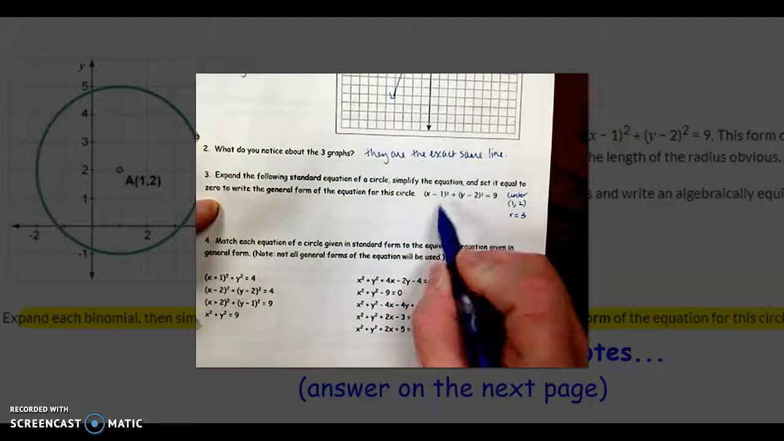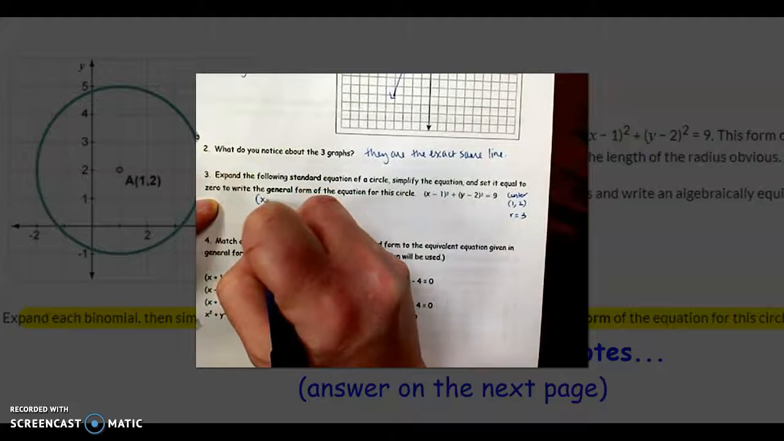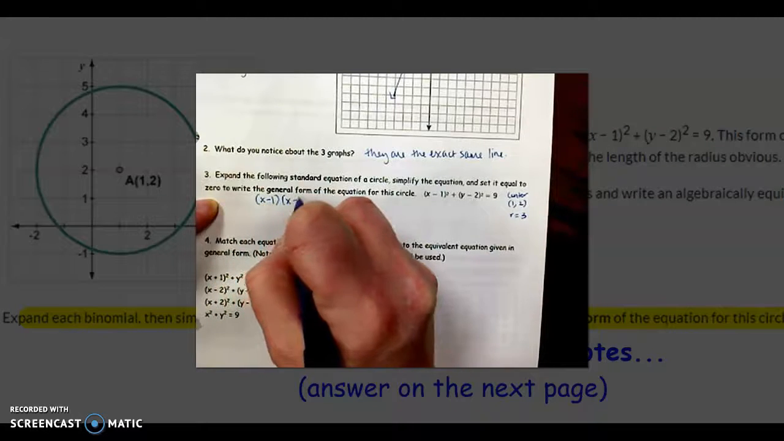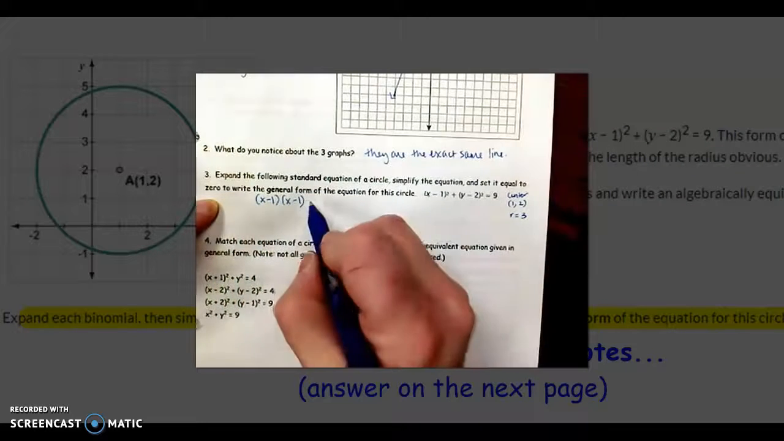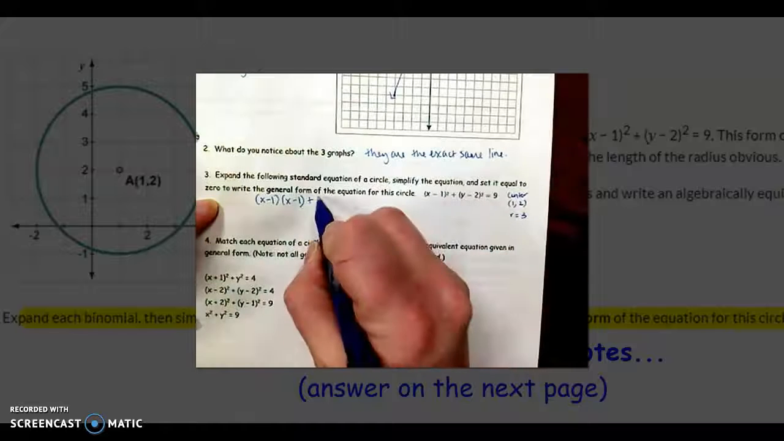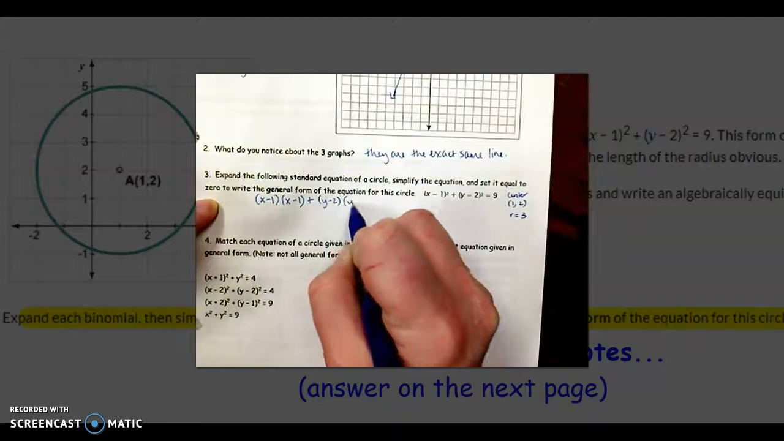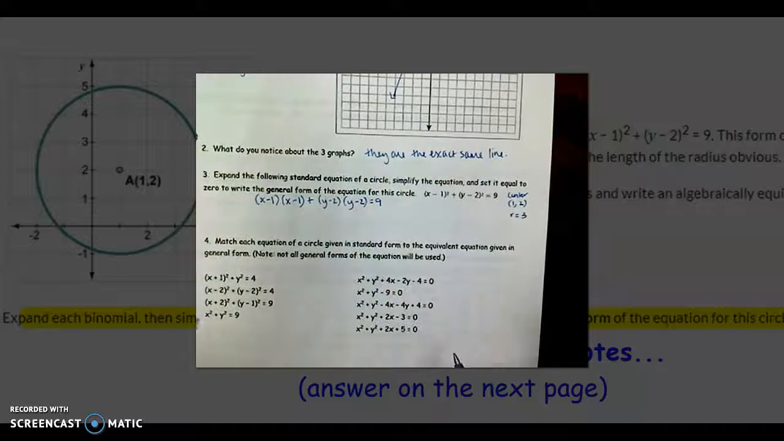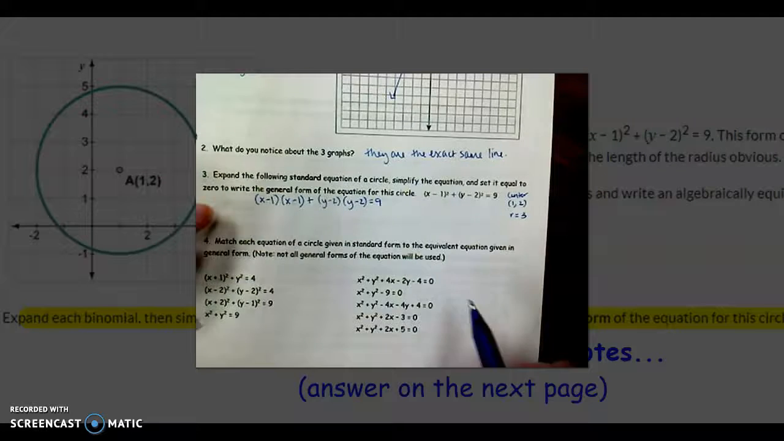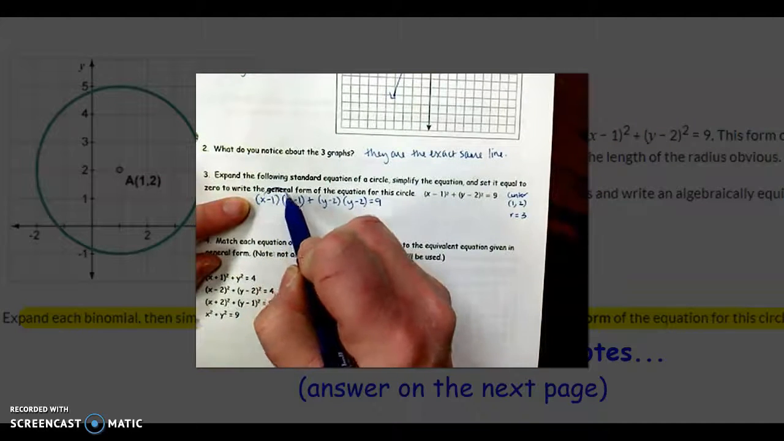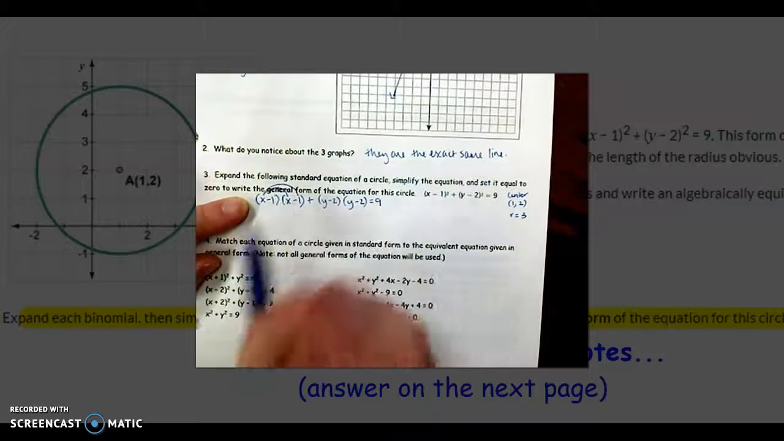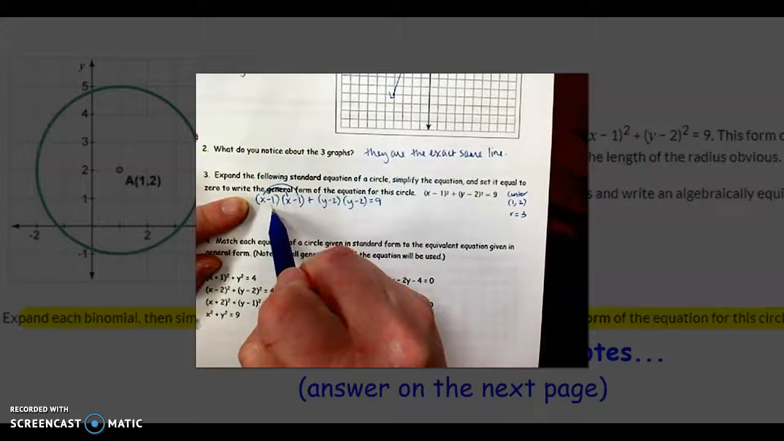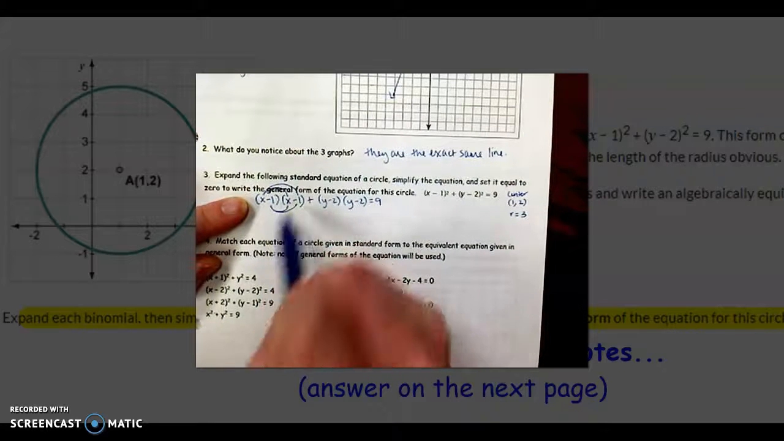So I could write (x - 1)² as (x - 1)(x - 1). And I could write (y - 2)² as (y - 2)(y - 2). And that's equal to 9. Remember, when you have a binomial times a binomial, you have to fully distribute. There are 4 multiplications to do. So I have to multiply the x times the x and by the -1, and then I have to multiply the -1 times the x and the -1.